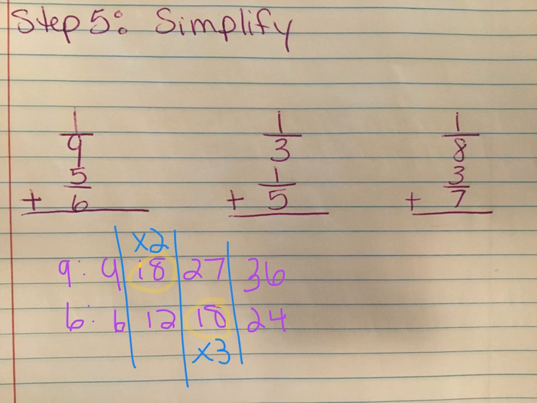So I'm going to come up here for the 9, I'm going to multiply by 2. And for the 6, I'm going to multiply by 3. And remember, whatever you do to the bottom, you have to do to the top. These are two separate fractions I'm adding. So 1/9 I'm going to multiply by 2, and 5/6 I'm going to multiply by 3 to get new fractions.